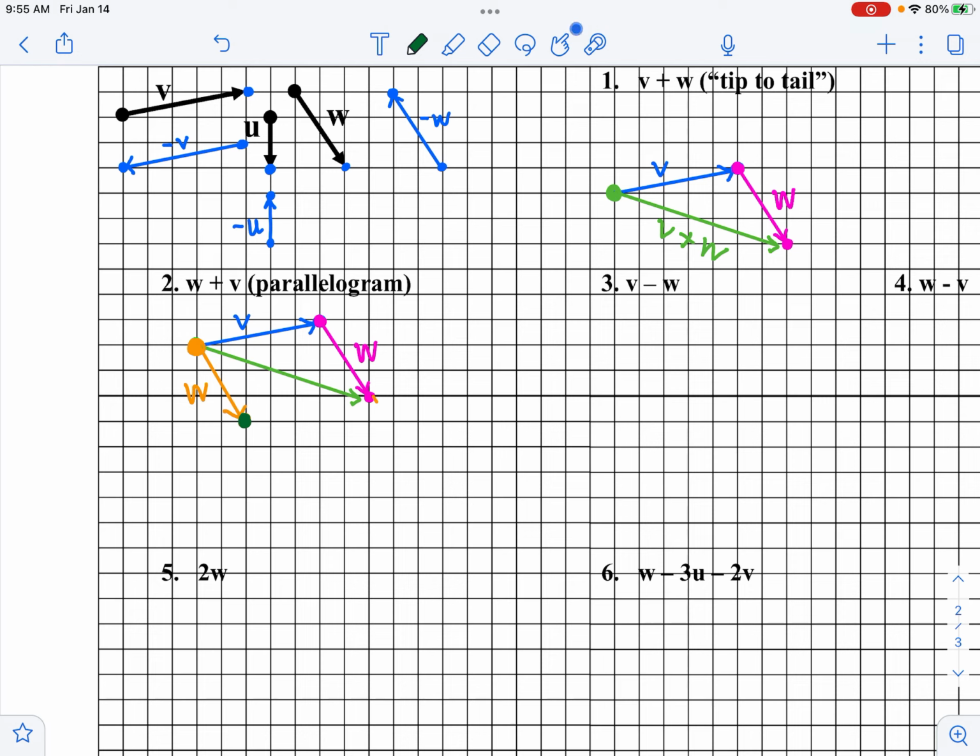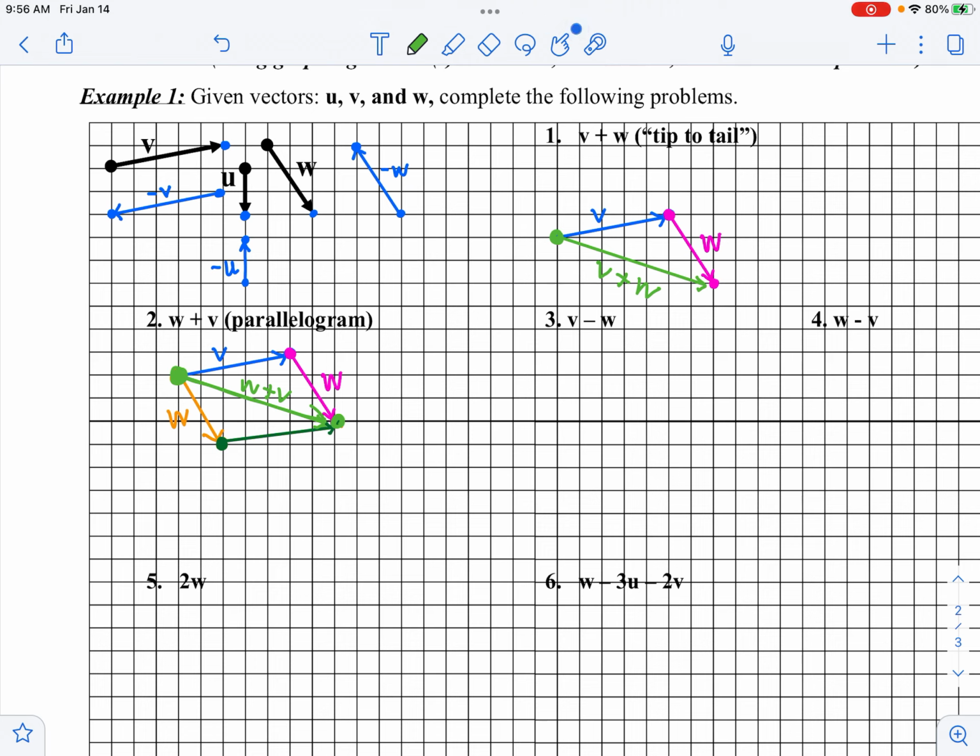Now I have to do plus v. So remember where you're at. You landed here. So now I have to do v. If you look at what v is, it's up 1, right 5. So I'm going to go up 1, right 5, and notice that you do end right there. And then to get your vector, w plus v, you go back to where you started, which was right here. Connect that to the end and show your direction. So this is w plus v.